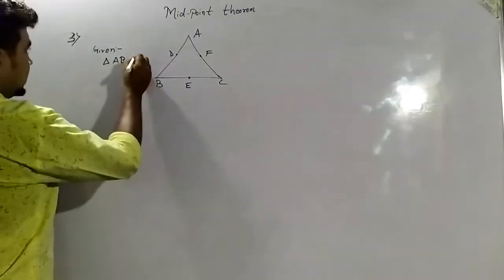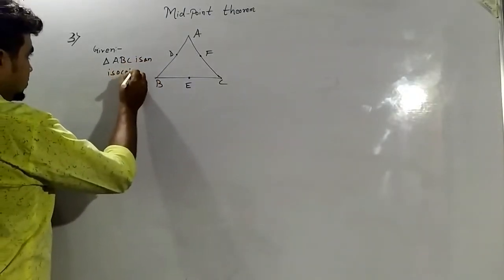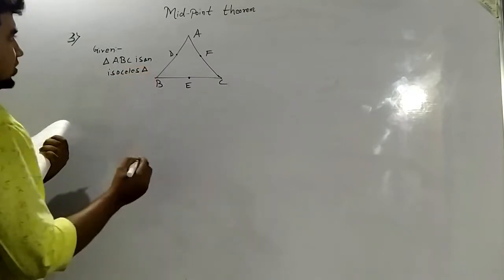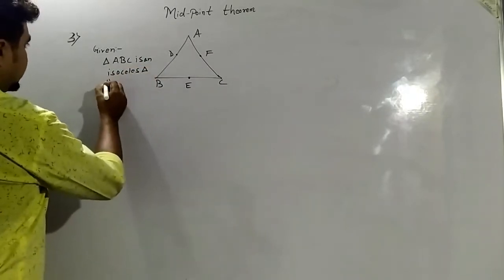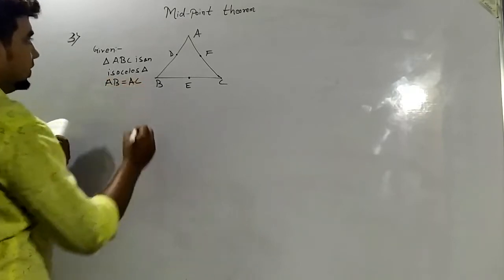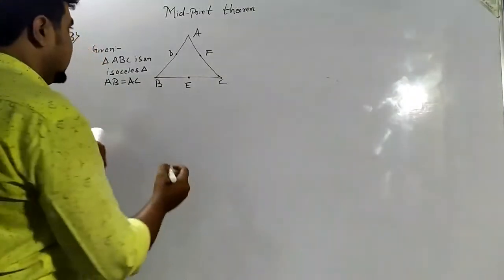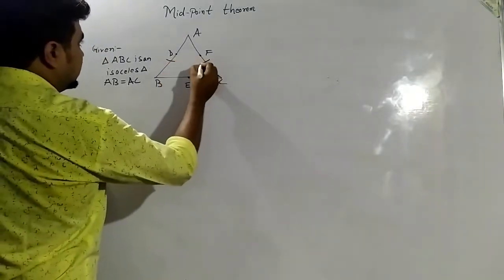Now I will be writing here, given: triangle ABC is an isosceles triangle. Means we can say AB is equal to AC. I am saying that AB is equal to AC, any two sides will be equal, so this side is equal to this side. AB is equal to AC, I have got from the given part. It was given in the question. Now I will be joining these two points.